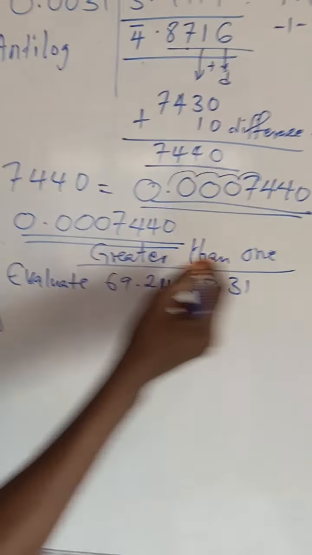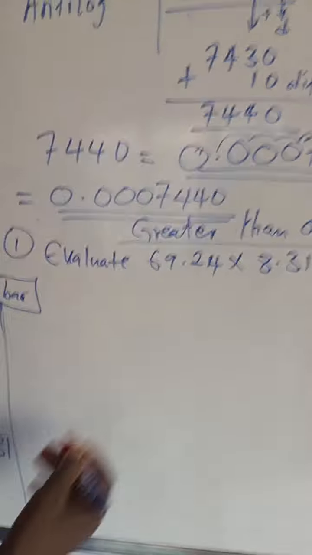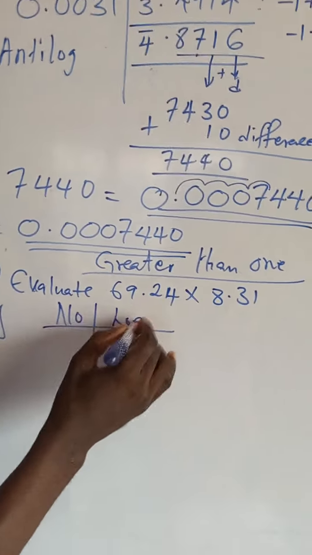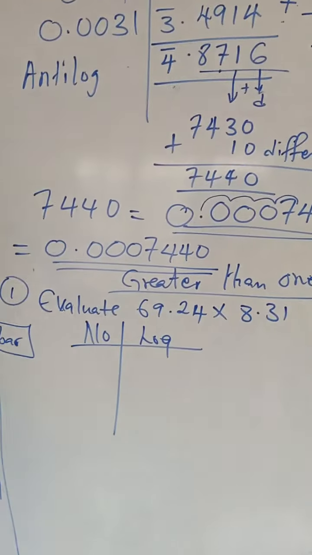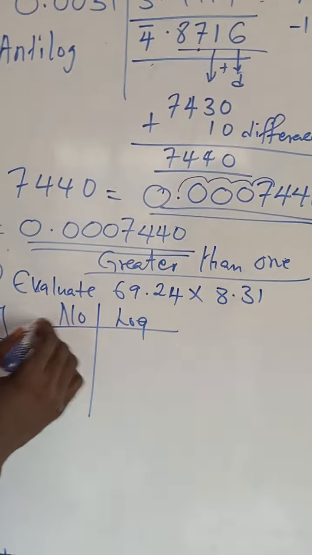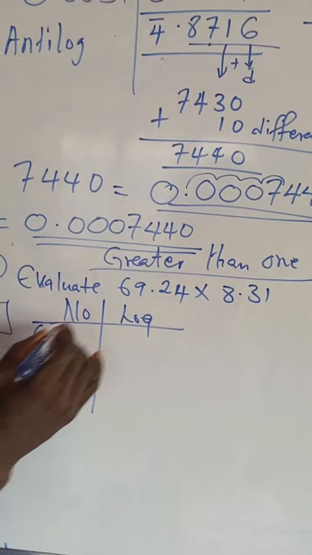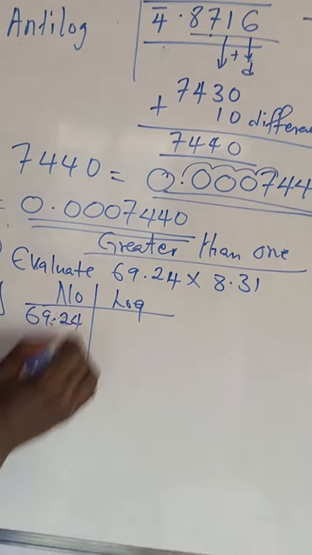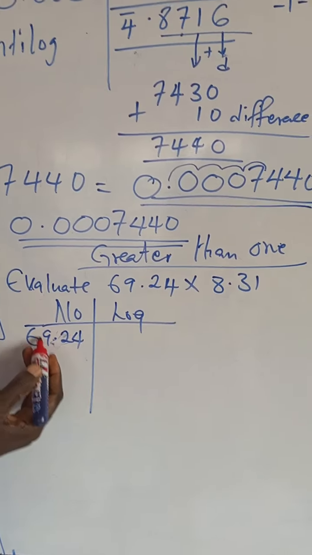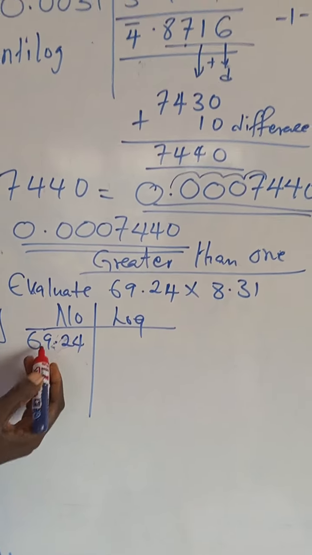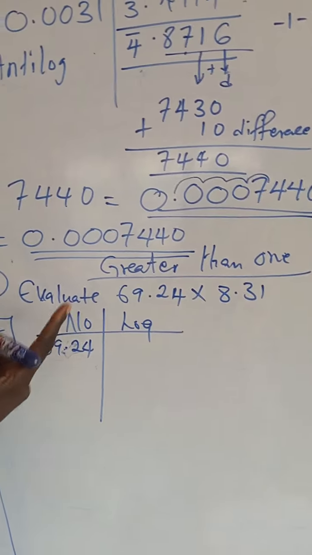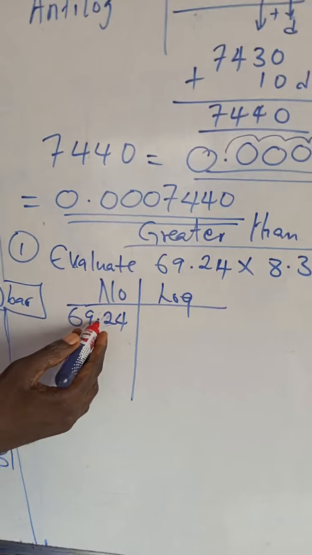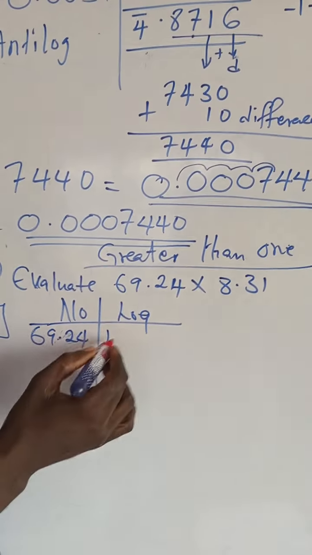Continue. This is greater than 1. We want to evaluate using logs like we normally do. We have our number, and we have our log. We start with the first one, 69.24. The characteristic of this one is just 1. It is positive, unlike when you have a negative characteristic and are shifting in standard form. This one gives us a positive power, and that is 1.